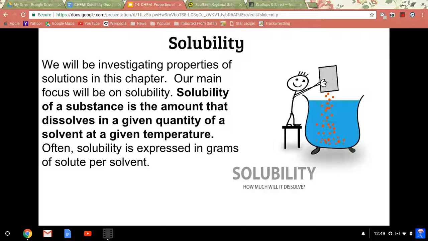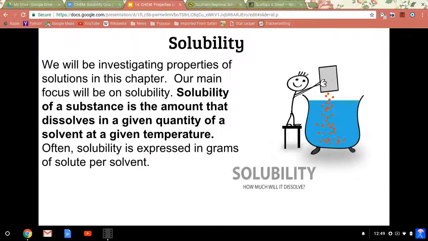All right, so first up, we need to know what solubility is. The solubility of a substance is the amount that dissolves in a given quantity of solvent at a given temperature. So all this means is if I put this solute in this solvent, how much of it will actually dissolve? And remember, when something dissolves, it is no longer visible, so it doesn't clump up at the bottom. You don't see the little particles floating around in the solvent anymore. It's just totally in there. You can no longer see it.